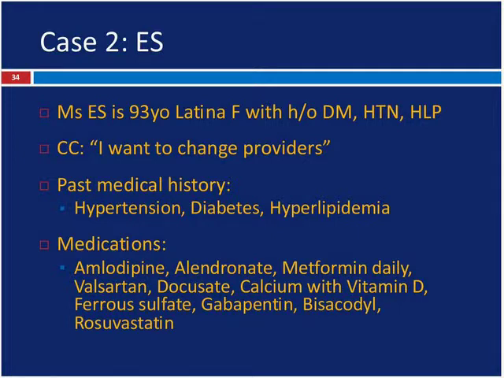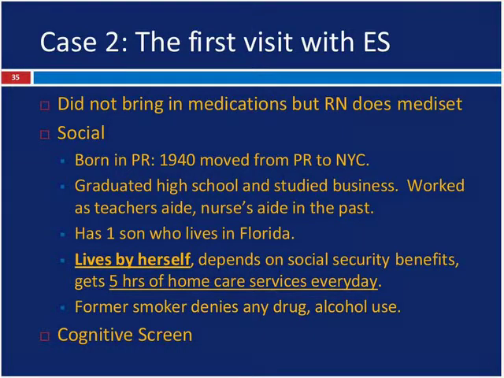The second case is Miss E.S., a 93-year-old Latina female with a history of diabetes, hypertension, and hyperlipidemia. Her chief complaint was also that she wanted to change providers. Her past medical history includes diabetes, hypertension, and hyperlipidemia, and those are the medications she was on. Of note, she came into clinic with her home health aide, who was with her about 5 hours a day, 5 days a week.